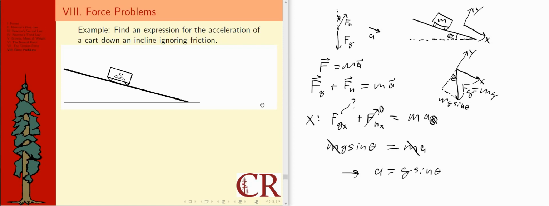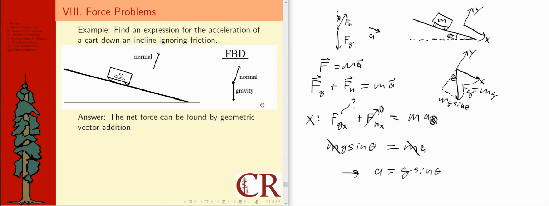In the slides I have a slightly different path through to the same answer. Instead of doing components and using a rotated coordinate system, it takes a geometric approach and analyzes a triangle, which is also possible to do here, it turns out. So let's see how that turns out. It starts with the same FBD we just had, labeled with words instead. But now it takes those vectors and finds the net force by geometric vector addition.